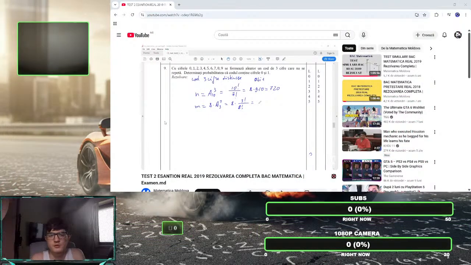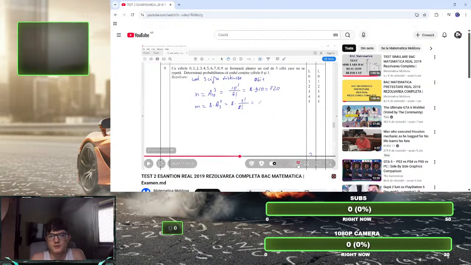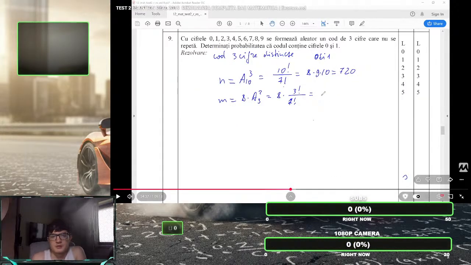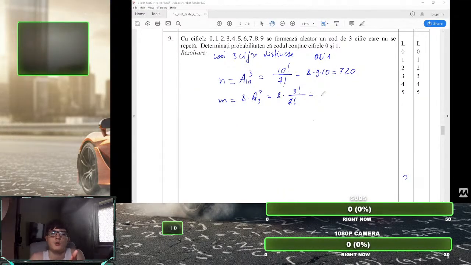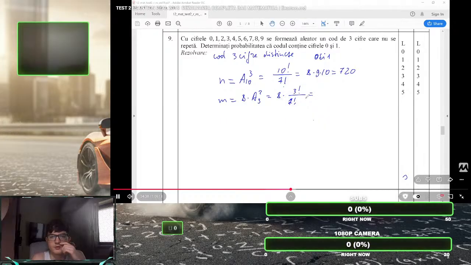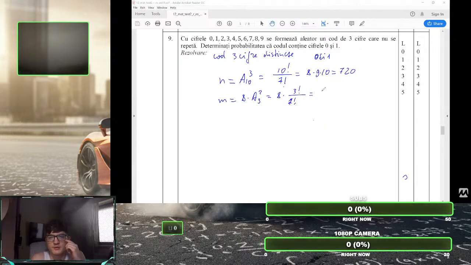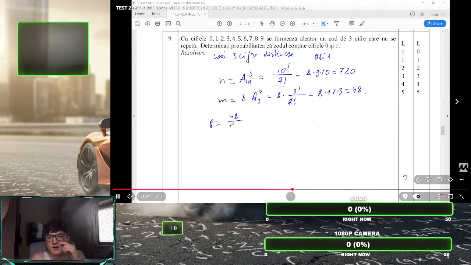Okay, got this one. So essentially you have 8, right? And the A(3,2) because the code is three and you take 2, so 0 and 1, so that's why. Now just solve it. You have 2 right there. So it's going to be 2 times 3 divided by 2, which is 3. So that's going to be 24. So it's going to be 24 divided by 720. Obviously that can be simplified.